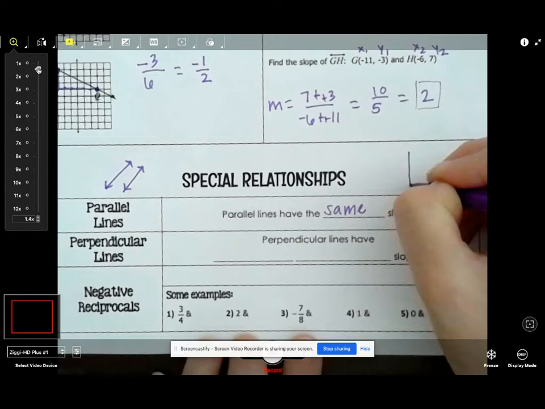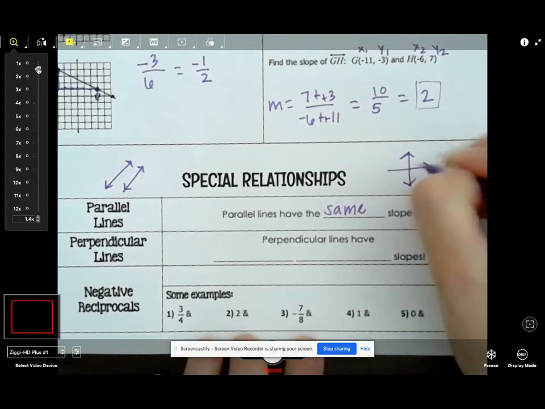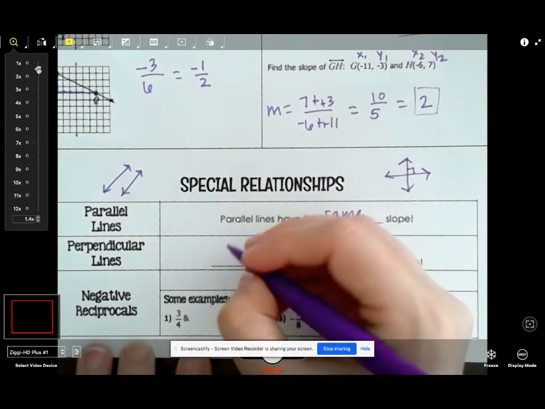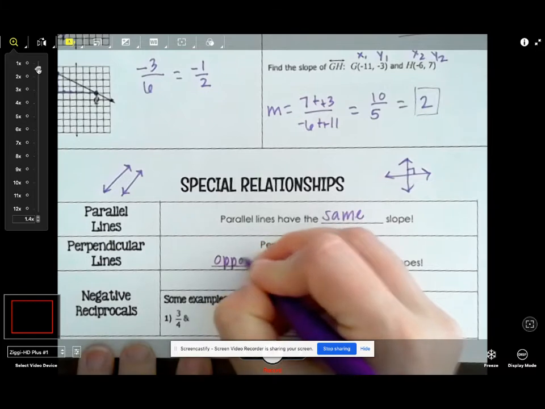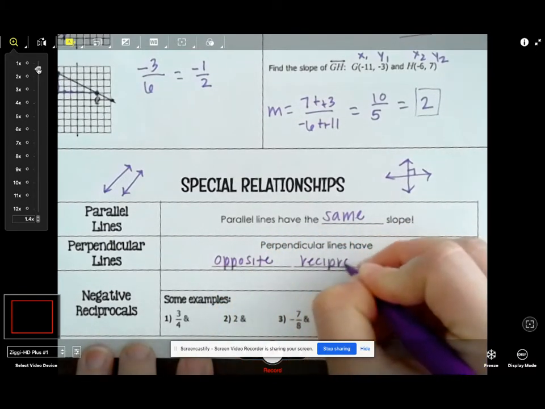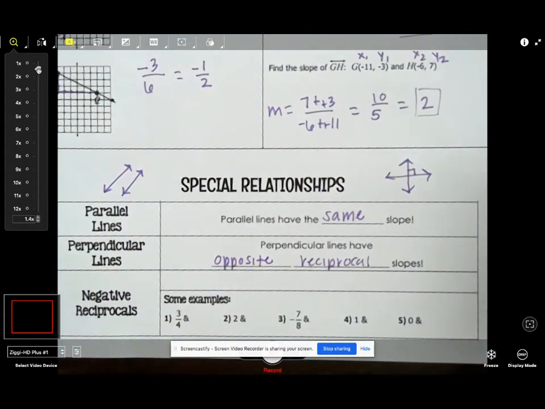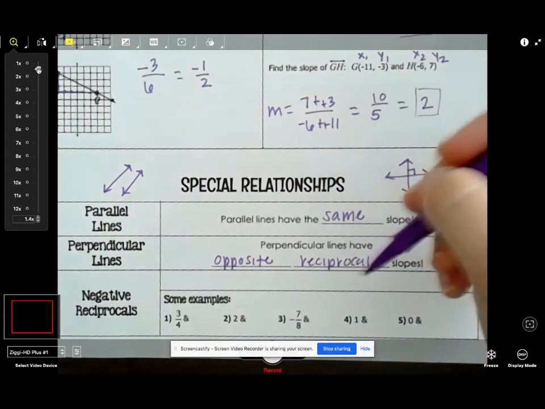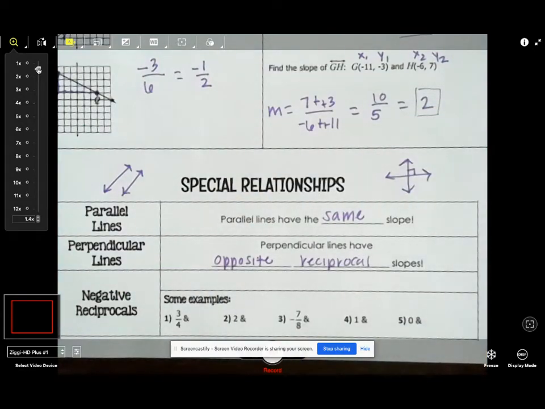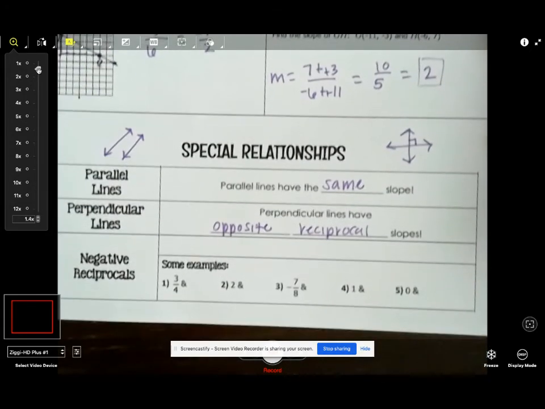Remember, perpendicular lines are lines that intersect and form 4 right angles, correct? Perpendicular lines have opposite reciprocal slopes. So what does that mean? Well, you could use the word either opposite here or negative reciprocal. They're kind of interchangeable in that sense. But I will show you some examples of what those slopes would look like.